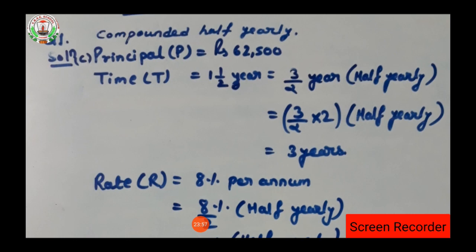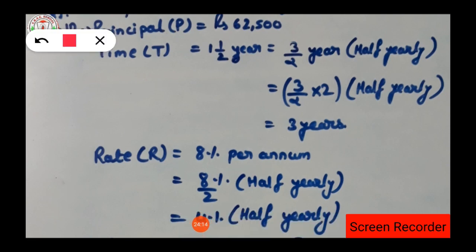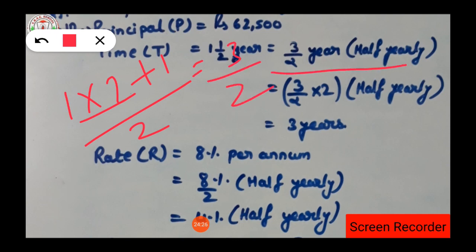As I told you in the previous question, if the time or the rate is given in the form of a mixed fraction, we will convert it into an improper fraction, isn't it? How are we going to convert it? Whole into denominator plus numerator upon denominator. So 1 into 2, 2 plus 1 will be 3/2. So what is the time we have? 3/2. But in the question it is said compounded half yearly.